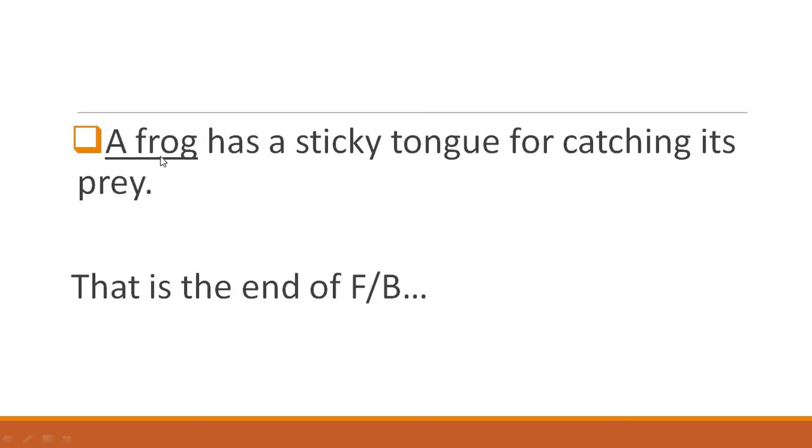Okay. Now repeat after me. A dash has a sticky tongue for catching its prey. Answer is frog. Repeat a second time. A dash has a sticky tongue for catching its prey. Answer is frog. Okay, so that is the end of the fill in the blanks.